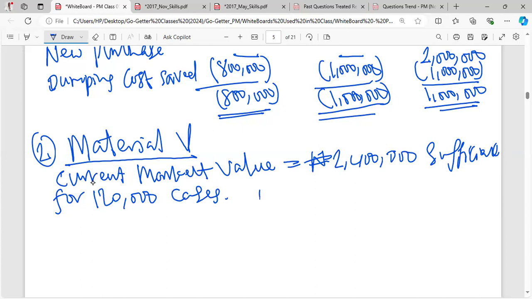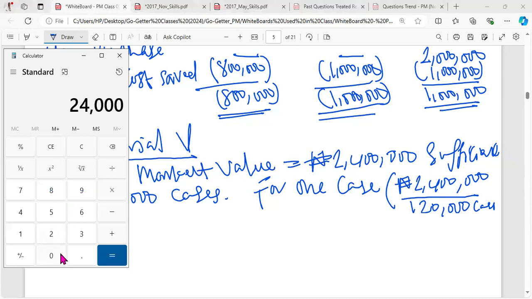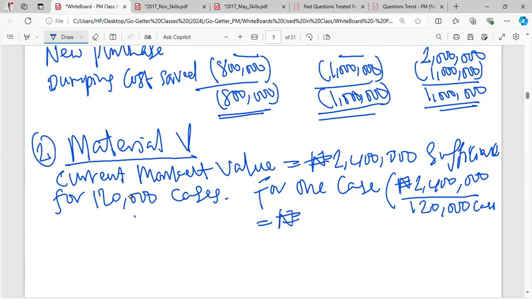Therefore, we can say for one case, it will be 2,400,000 divided by 120,000 cases. So what would that be? 2,400,000 divided by 120,000. That will give me 20 naira per case, which is 20 naira per case.